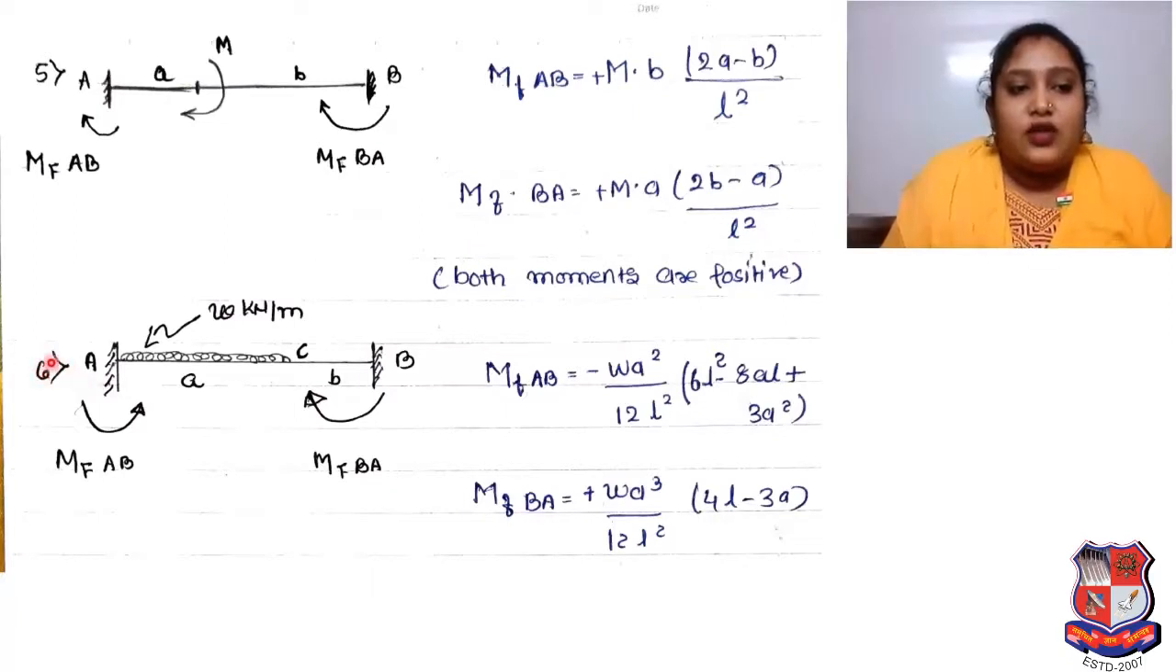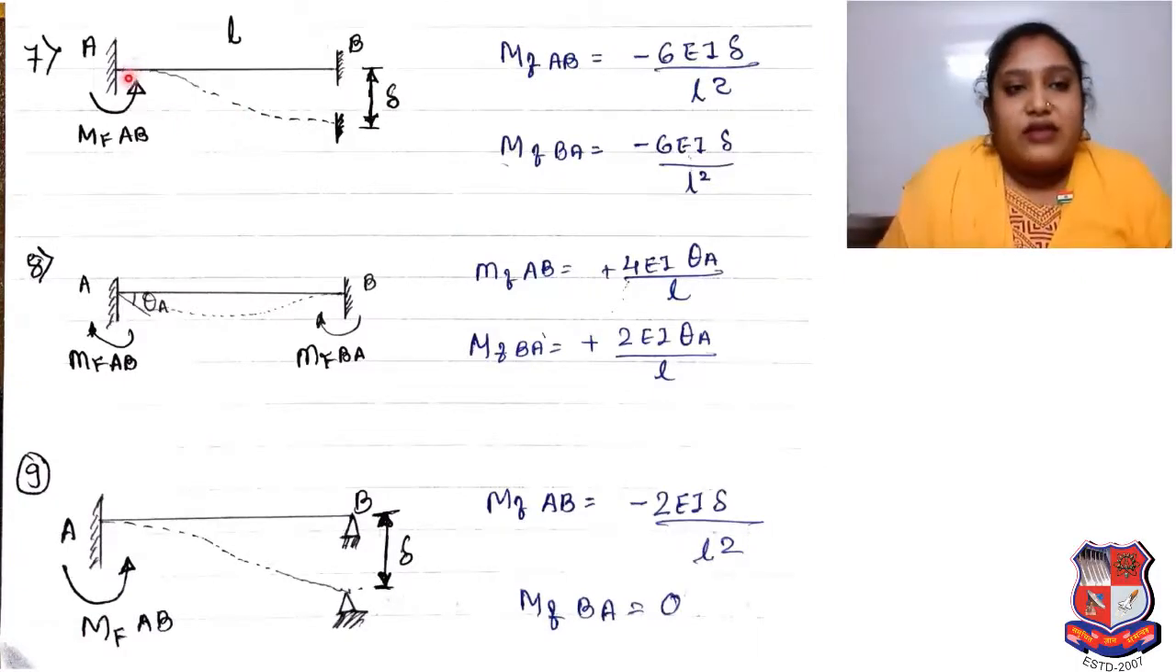Now for that case, suppose a fixed end with a UDL over some distance like a and b portion, meaning this is an unequal distance, and here W kilonewton per meter UDL is there. So the fixed end moment at AB is minus W L square upon 12 L square in bracket (6L square minus 8aL plus 3a square), and for BA plus W a cube upon 12 L square in bracket (4L minus 3a). It is very simple, all of it comes from the fundamentals of mechanics of solids.